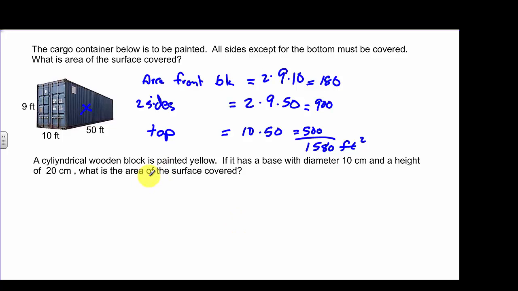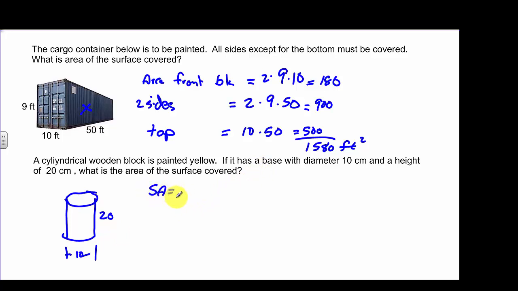So now I have a cylindrical wooden block, and we're painting it yellow. So here's a cylinder, like such. And I know that the diameter all the way across is 10. And I have a height of 20. And we want to find the total surface area because we're going to paint everything. So this is straight plug and chug in the formula.